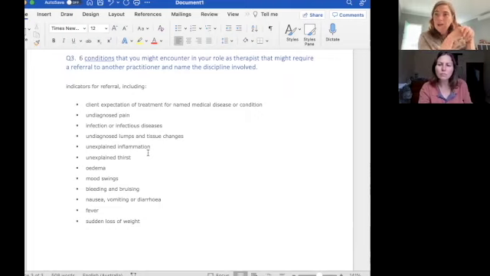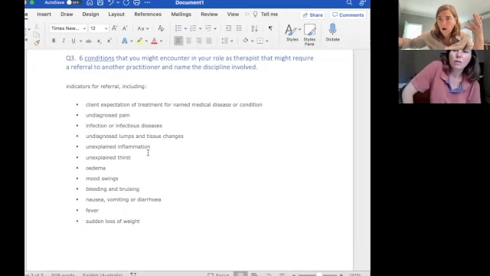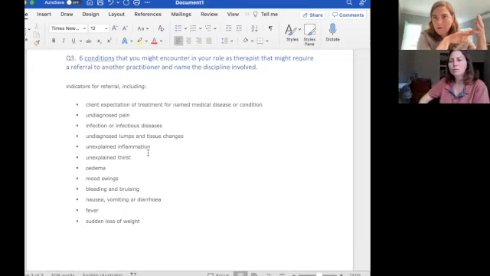So going back to that unit of competency, this is coming from HLTKIN 003. The indicators for referral include the client expectation of a treatment for a named medical disease or condition. So if they want to be treated for that condition, we need to make sure that they're already under the care of a medical person. We might work in conjunction with that medical person, or alongside of, but not instead of.